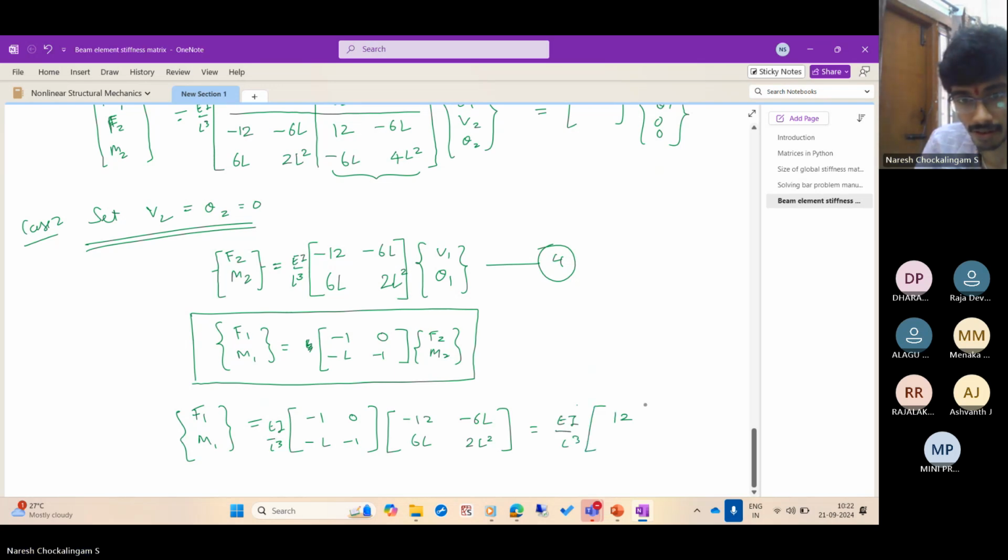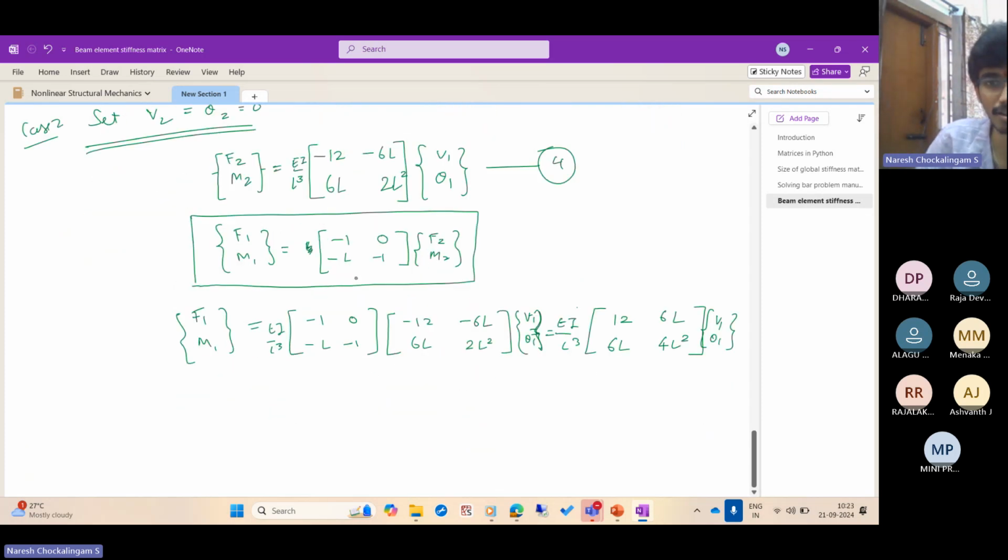12, 6L. Then you get a 12L minus 6L, which is 6L. And then you get a 6L minus 2L square, which is 4L square. And you have V1 theta 1 here, right? So this is equal to V1 theta 1. So this is the relationship between F1 M1 and V1 theta 1.